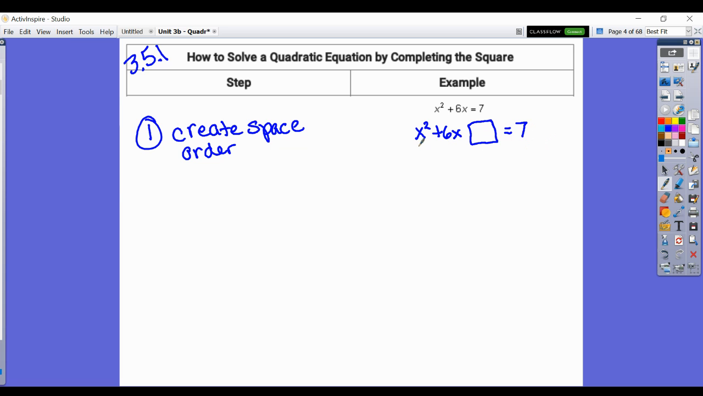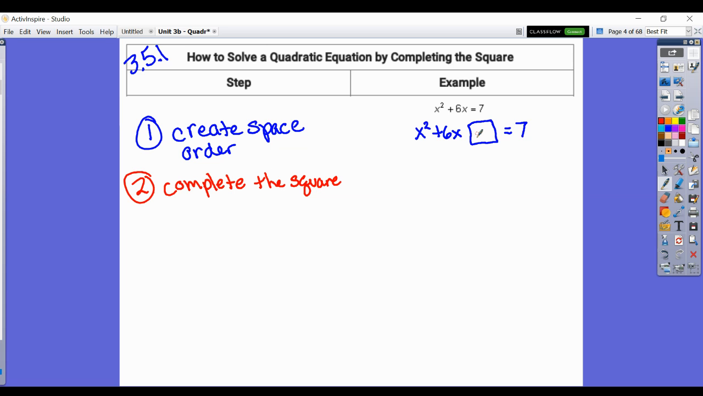You always want your x squared term and your x term, and x squared needs to be all by itself. And then anything else, any other number, you move over to the other side. So that's step one, create some space. Step two, we get to do what we did last lesson, which was figure out what that C value is to complete the square. So that's why this method is called completing the square.